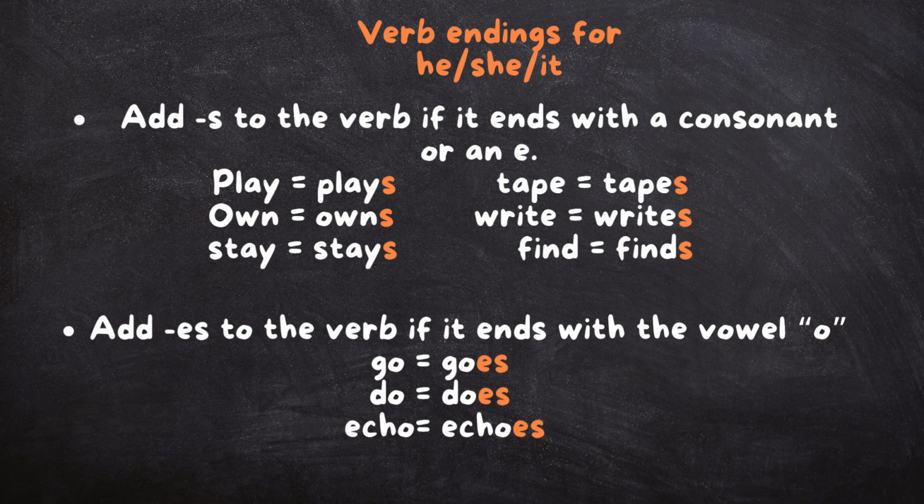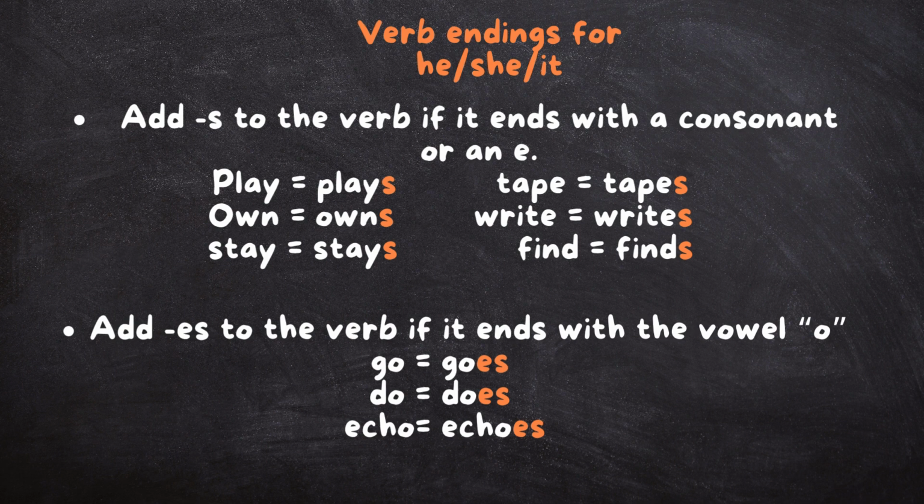Now remember we also said if the verb ends with an e, we add an s to it. So tape, write, they end with e. So what do we do? We simply add an s to them. Tape becomes tapes, write becomes writes. And our last example, find, which ends with a consonant d, becomes what? Finds.